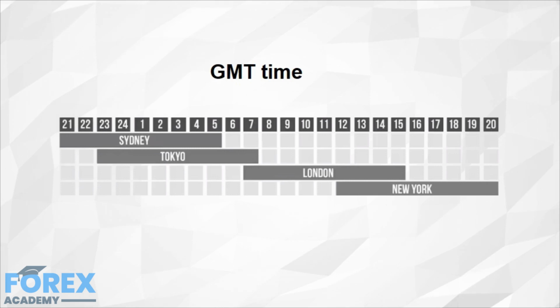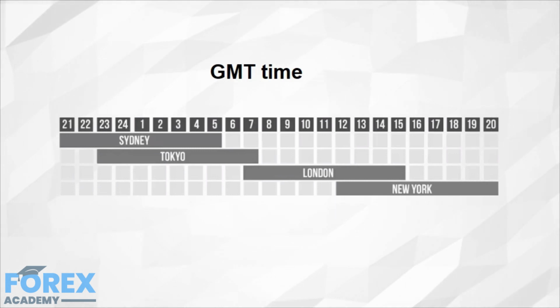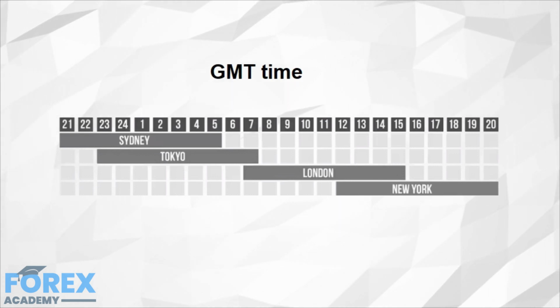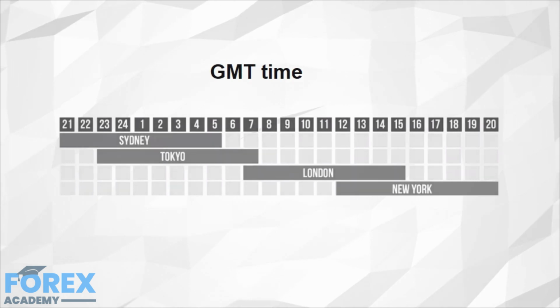And as we can see on the graph, some of the sessions overlap. The more the centers overlap means that there are more players in the Forex market at that time, and this means extra volume and liquidity, and therefore greater moves in price action potentially happen during these overlaps.